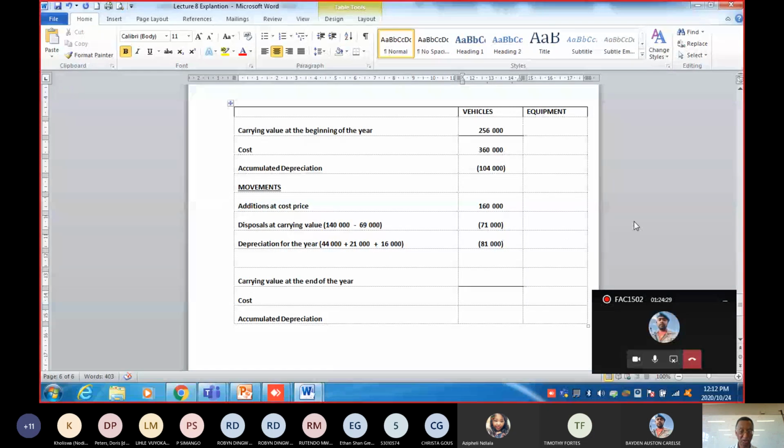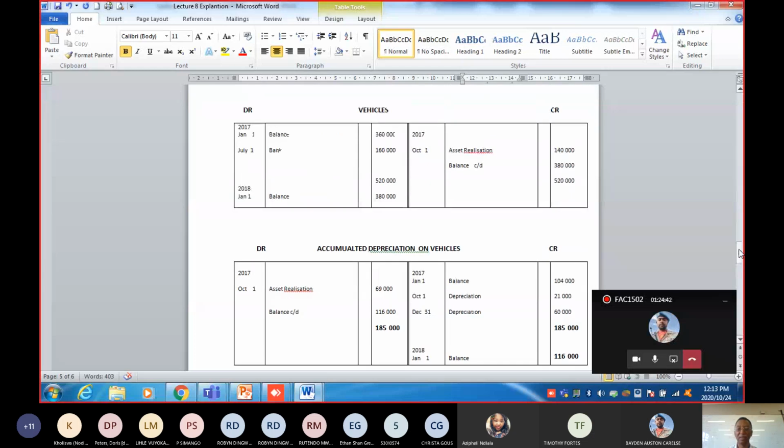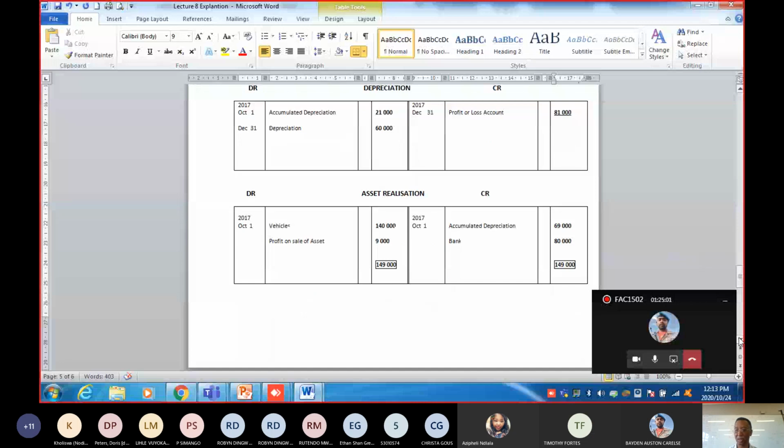Next, we are going to focus on what is happening at the end of the year. What is the situation in the books of the business at the end of the year? Go to your vehicle account, your ledger account. Can you see that? We started with 360, we bought one for 160, we sold one for 140, and what will remain, the balance at the end of the year, is 380,000.